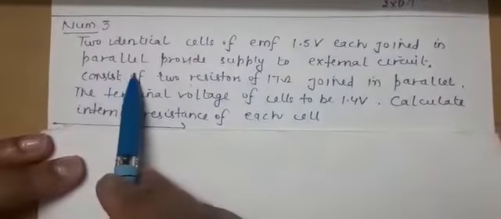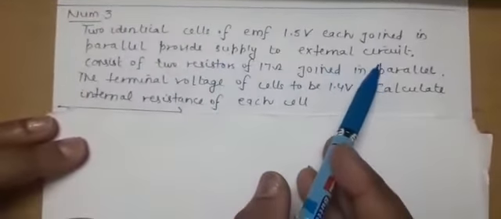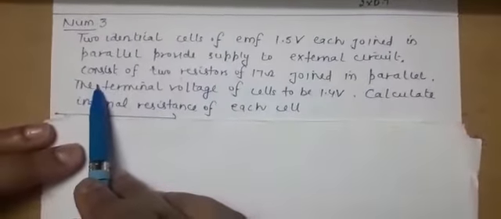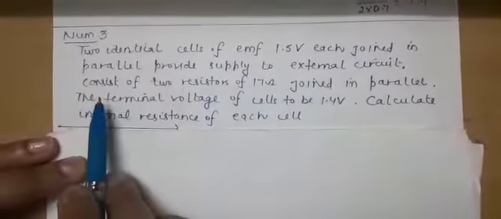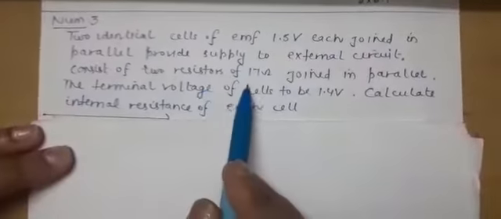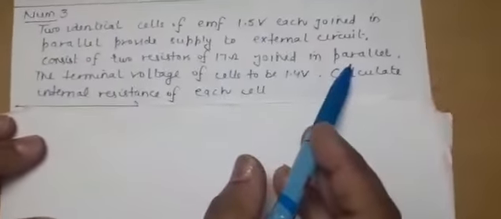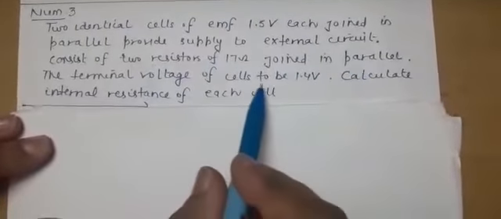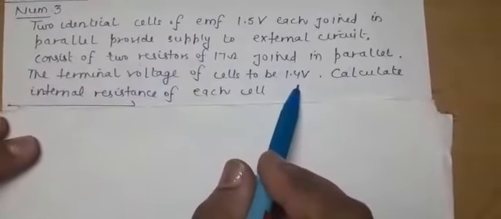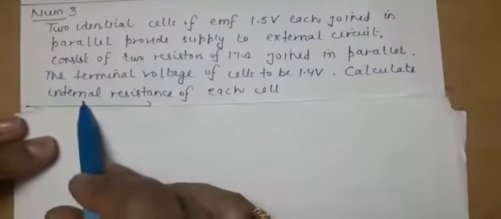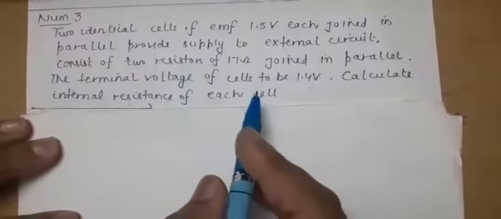So these are joined in parallel, provide supply to an external circuit. It means this is connected to an external circuit, which consists of two resistors of 17 ohm each joined in parallel. And the terminal voltage of the cells is 1.4 volt. Calculate the internal resistance of each cell.